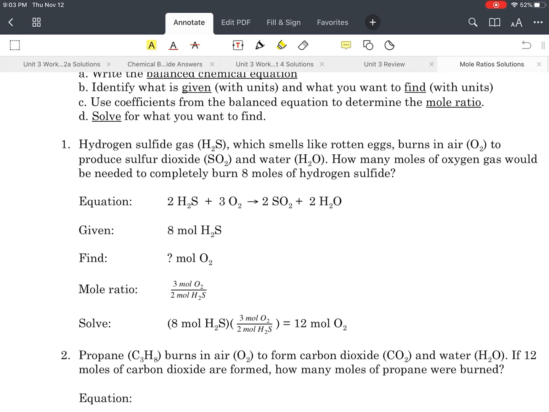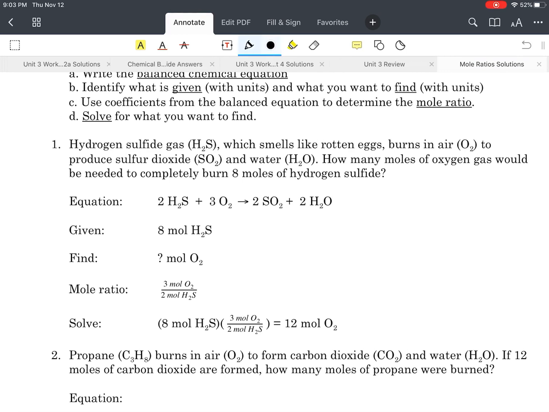So the equation I showed you is already there, but let me explain how I got it. I'm looking for key things. I'm looking for formulas of the molecules or the atoms. So for instance, I have hydrogen sulfide gas, which is H2S. So that is one thing that is a clue for what I'm going to put in the equation, which smells like rotten eggs. Well, guess what? I don't care if it smells like rotten eggs. But the hydrogen sulfide gas, H2S, it burns in air.